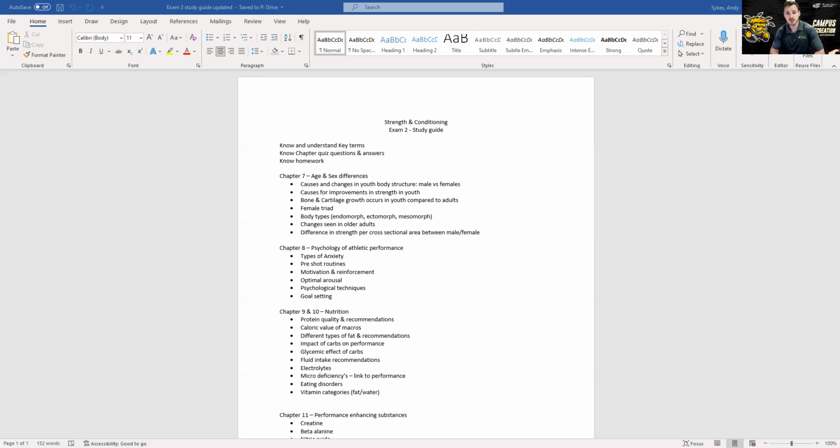Difference in strength across the cross-sectional area between males and females. There isn't one, okay? Providing you have the same amount of muscle mass, male or female will have the same potential to be strong. Okay, the difference comes with how big a muscle is. So generally males have more muscle mass than females, so they have a higher potential to be stronger.